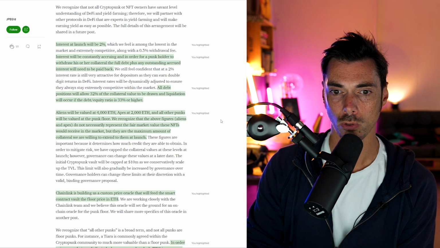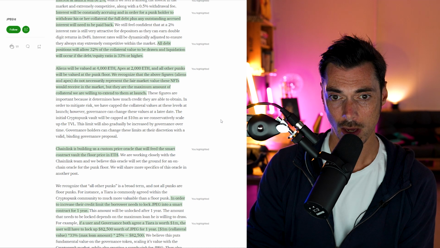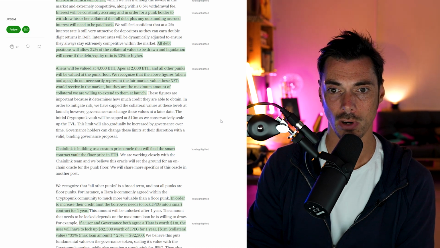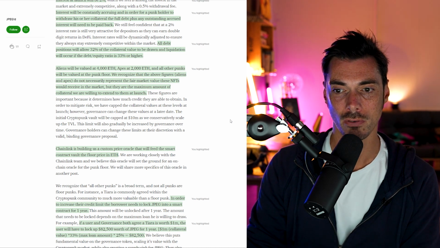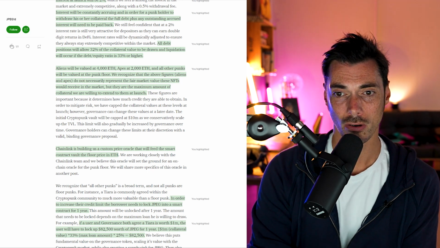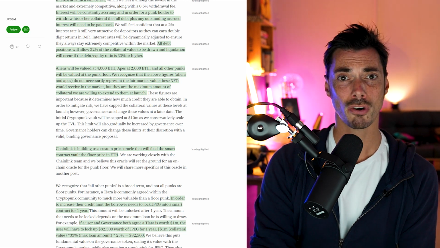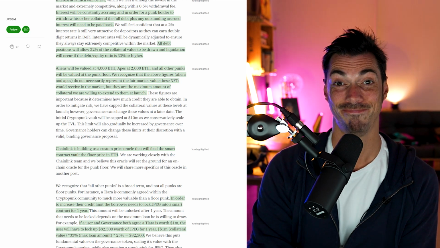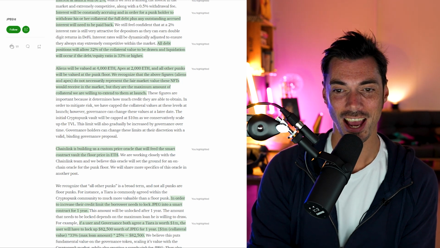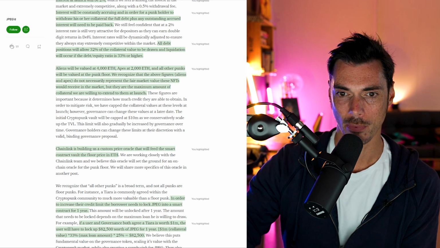All debt positions will allow 32% of the collateral value to be drawn, and liquidation will occur if the debt equity ratio is 33% or higher. So you can't, of course, take out $1.5 million on a CryptoPunk, because you just can't. You'll be able to take out 400 grand. That's all. Still a lot. But you'd have to be very, very careful that you didn't get liquidated. We'll talk about how that happens later on.